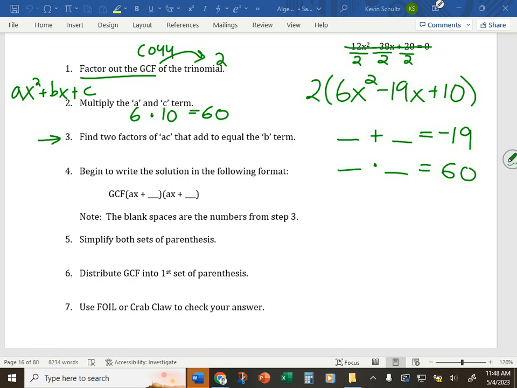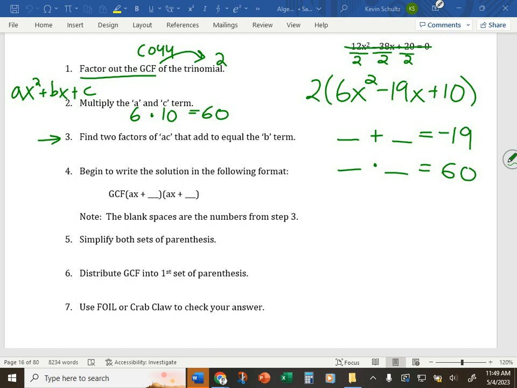So again, how I got this is the same number puzzle that we did in 51. The addition statement still comes from that middle term. That hasn't changed. But the multiplication statement, instead of just looking at that constant, now it's the constant times the a term, 6 times 10, and that's what we're looking at to multiply. And now it's just like PO51. Two factors of 60 that add to be negative 19.